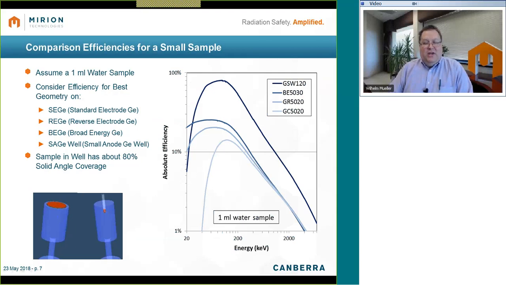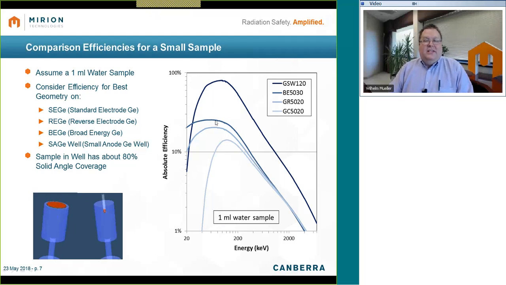And if one does that, one can obtain efficiency responses as I show here on the chart to the right. This chart is a plot of the absolute efficiency response, where 100% means that all gamma rays emitted from the sample are detected, versus energy. This is the full energy efficiency, that is, detecting the peak. And if we look at these, one will see that the BEGe response gives the best efficiency response for these closed-end detectors.